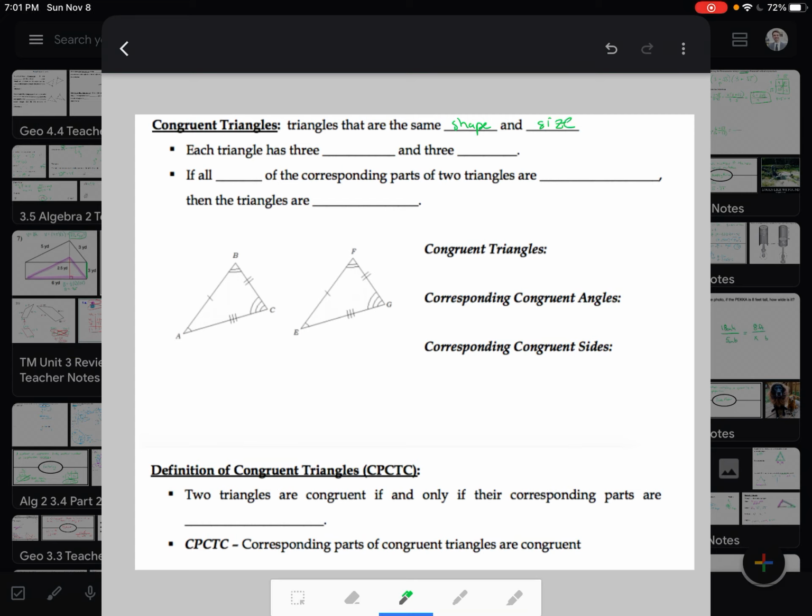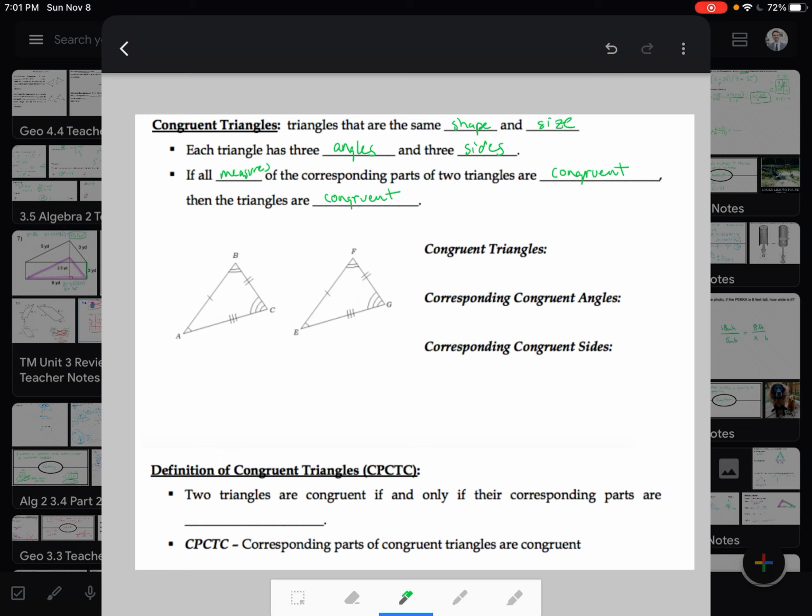So first, what are congruent triangles? Well, they are triangles that have the same shape and the same size. Each triangle has 3 angles and 3 sides. If all measures of the corresponding parts of 2 triangles are congruent, then we can also say that these triangles are congruent.